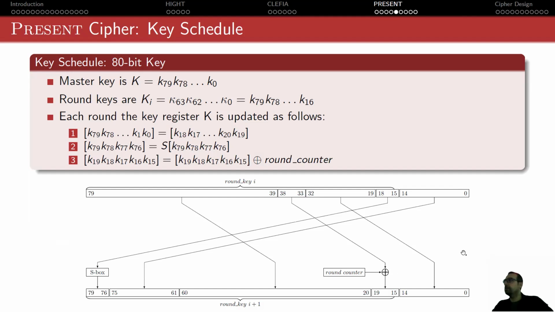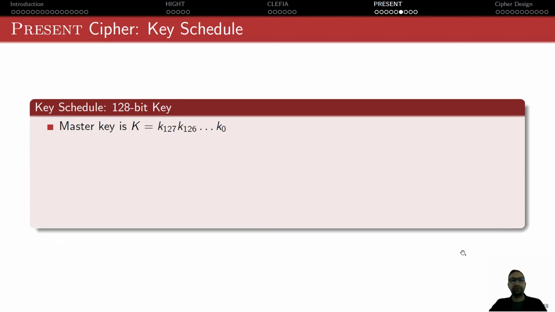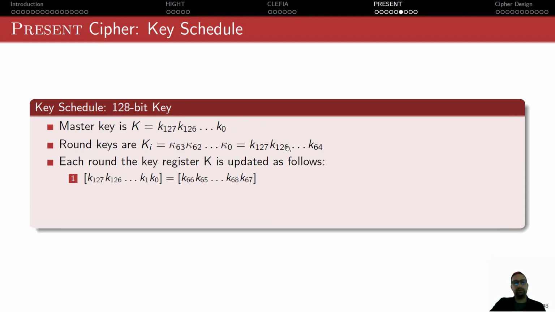So it looks simple, but generally people make implementation errors. If you move on to the 128-bit key, the idea is the same. You keep it in a register. The leftmost 64 bits are always considered the current round key. And this time, instead of 19 bits, you rotate 67 bits to the right.